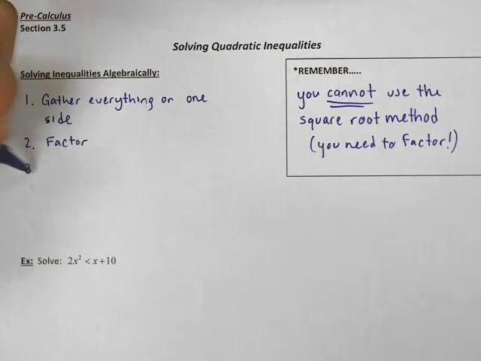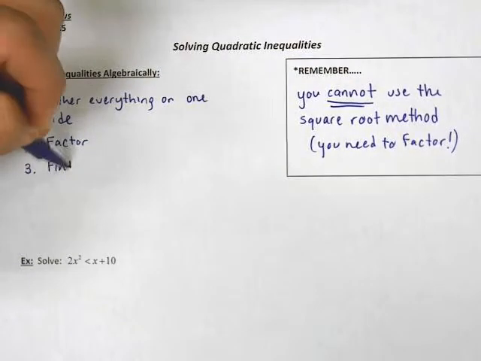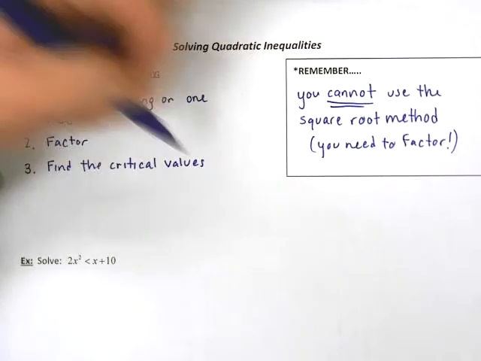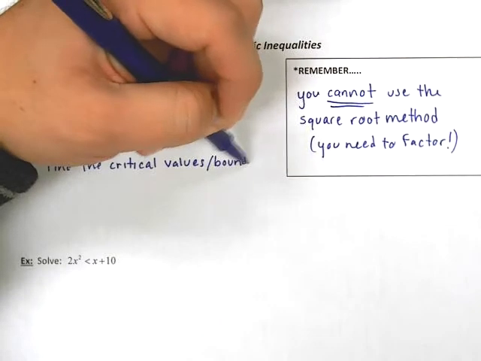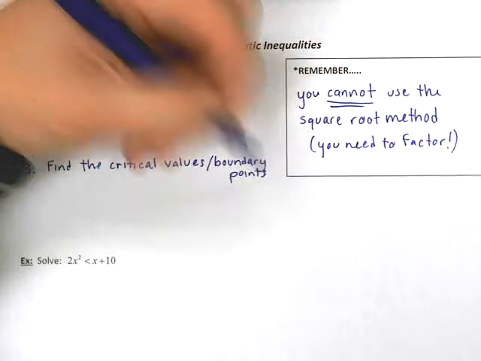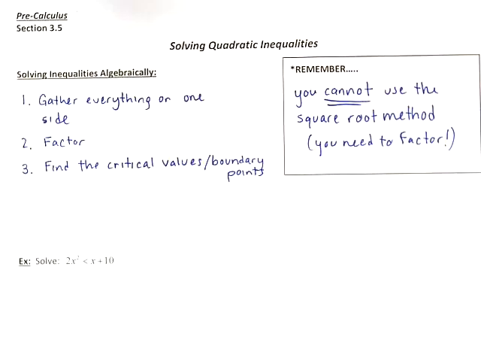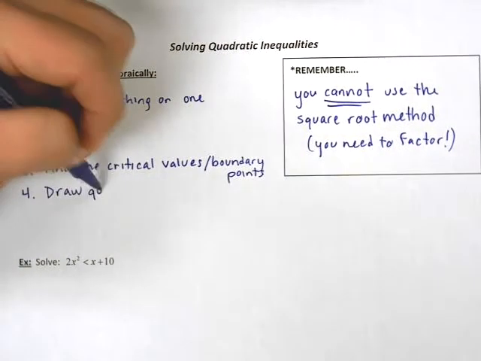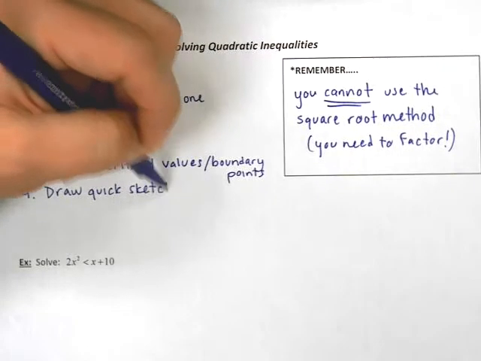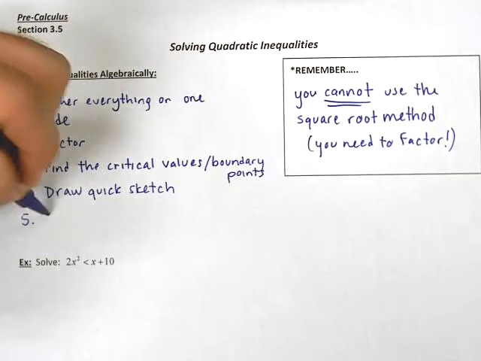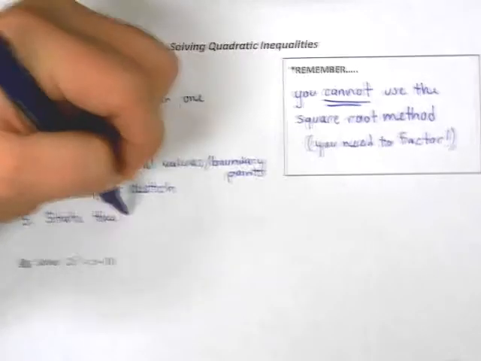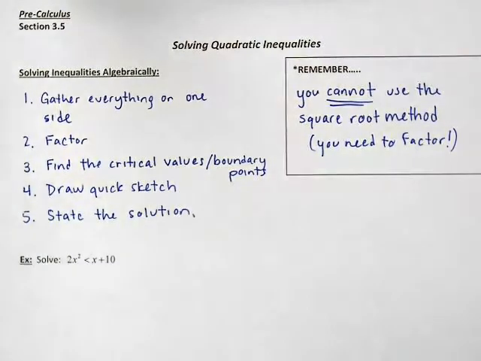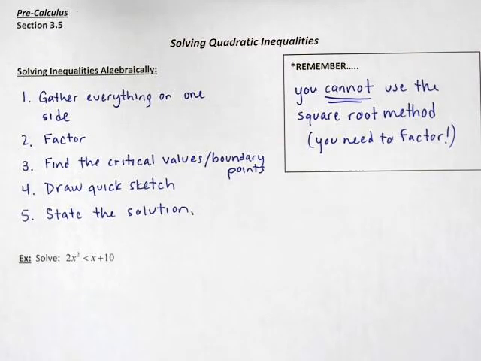Once you have factored, you're going to be able to find the critical values, okay? Critical values. A lot of the times I call them boundary points. We will talk about those after we have the critical values. We're going to draw a quick sketch. And lastly, we will state the solution. All right, so let's jump into an example. I'll try to come back to these 5 steps and kind of show you what I mean here.